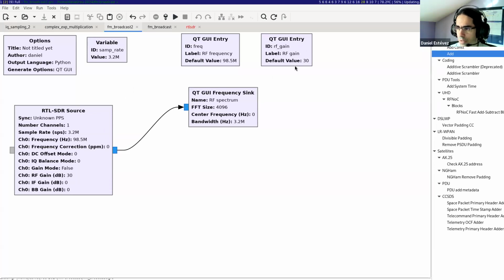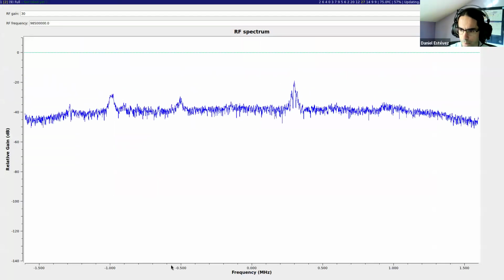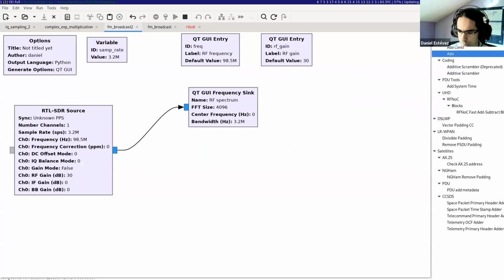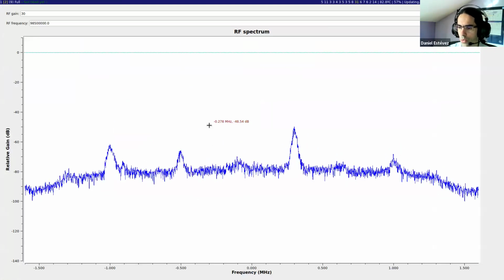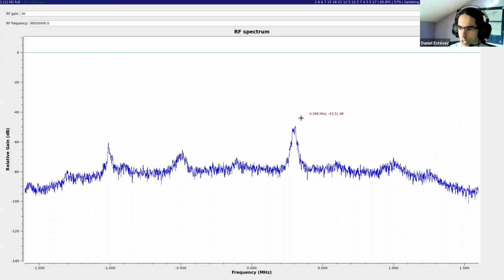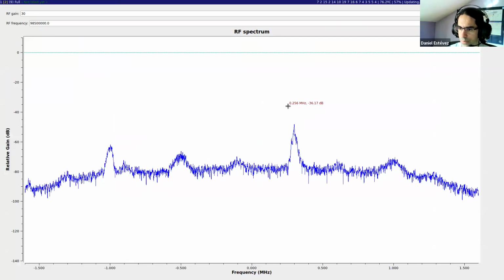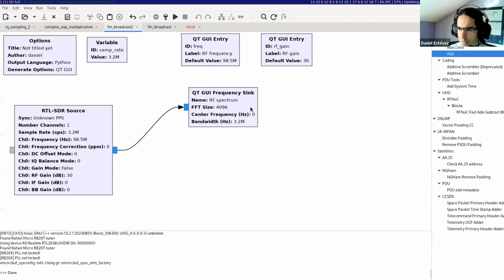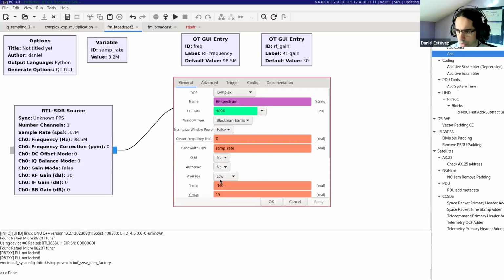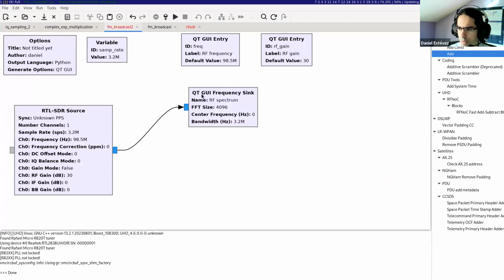I also have the RF gain. 30 is a good value, but I have this entry to change it if needed, and I need to plug in my RTL SDR for this to work. So yeah, we see the same FM radio stations as last week. Something else I have done here is on this, I have set the average to low to avoid having the signals jump up and down so much.